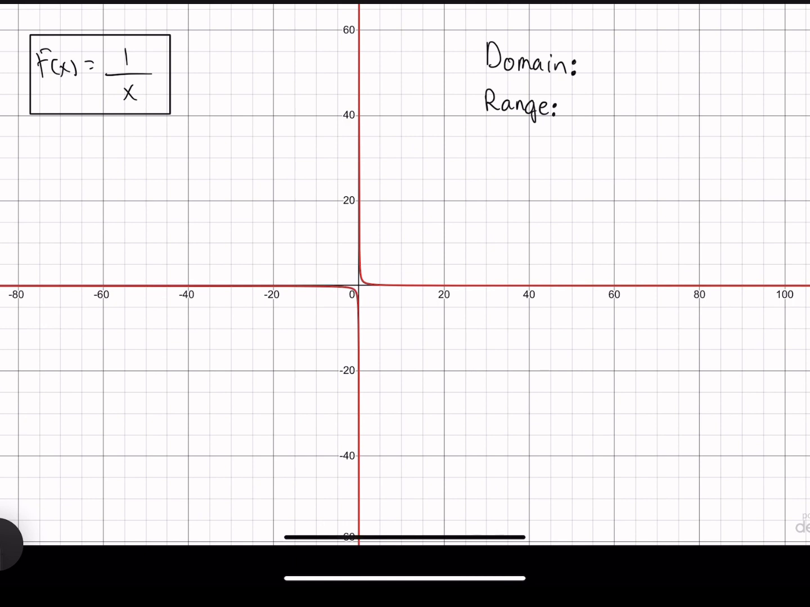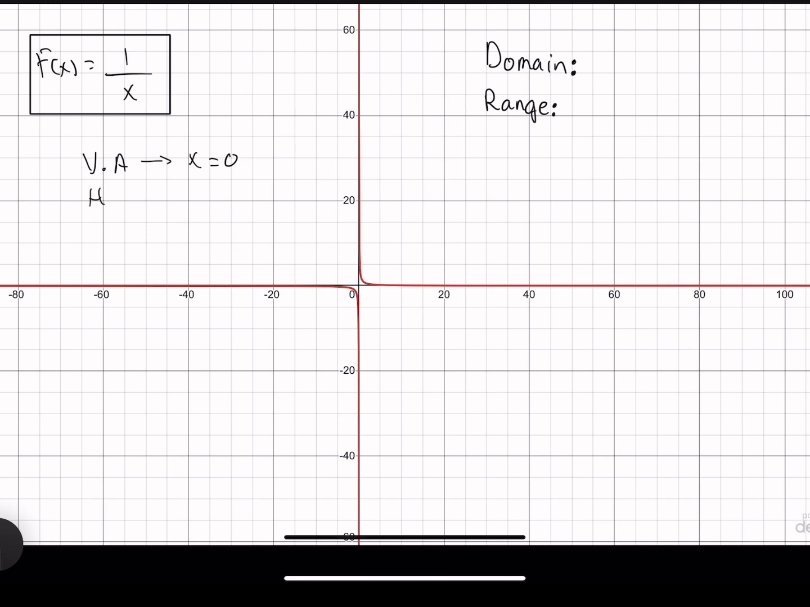So let's say we take a reciprocal function, f of x is equal to 1 over x, and we're asked for the domain and the range. Again, what we need is the vertical asymptote. So the value of x that is going to make the denominator 0 is going to be 0. So we're going to write x is equal to 0.